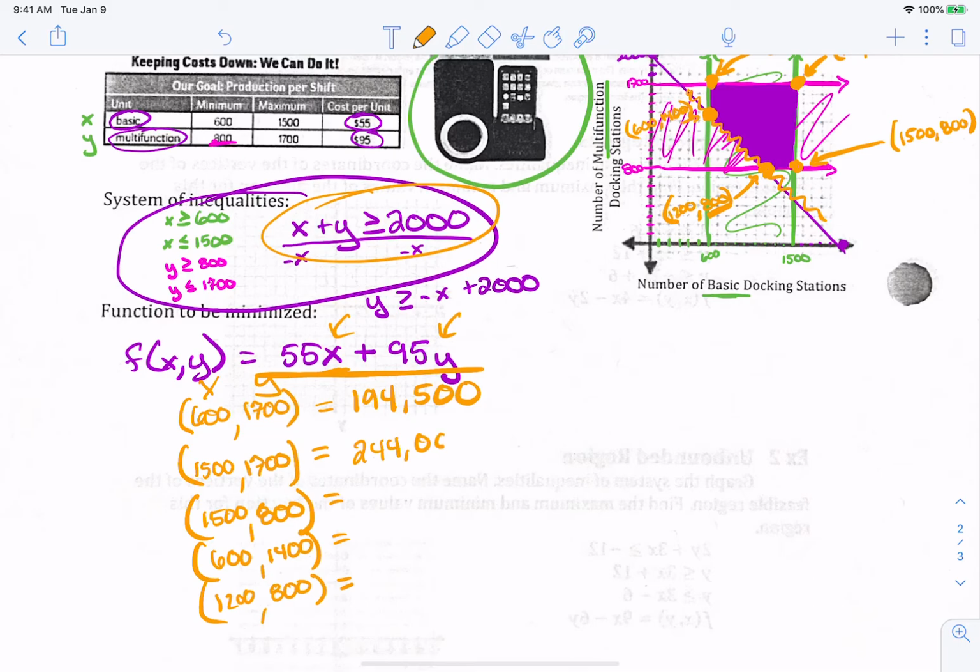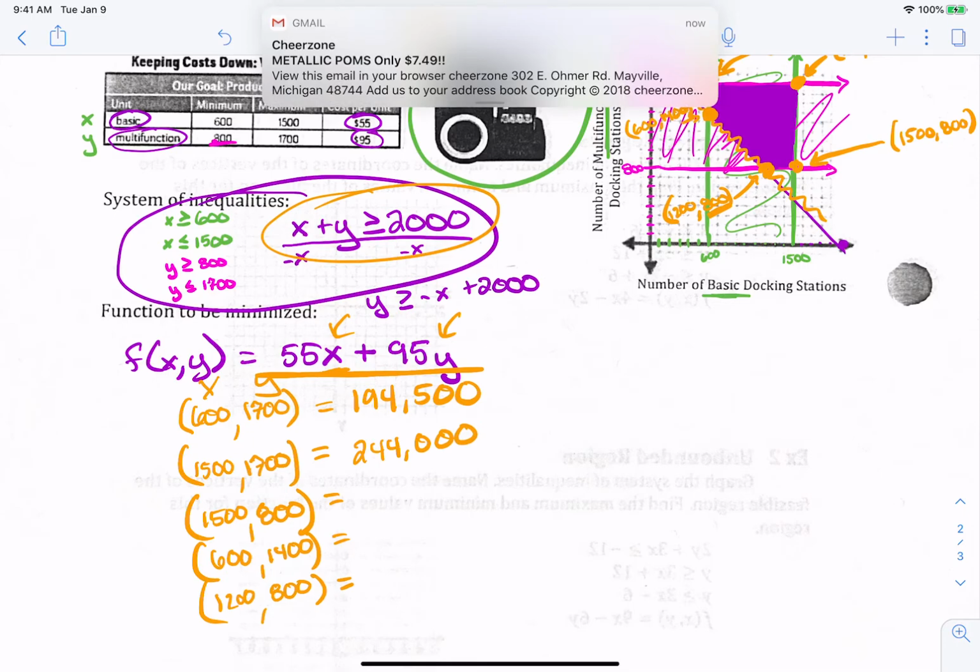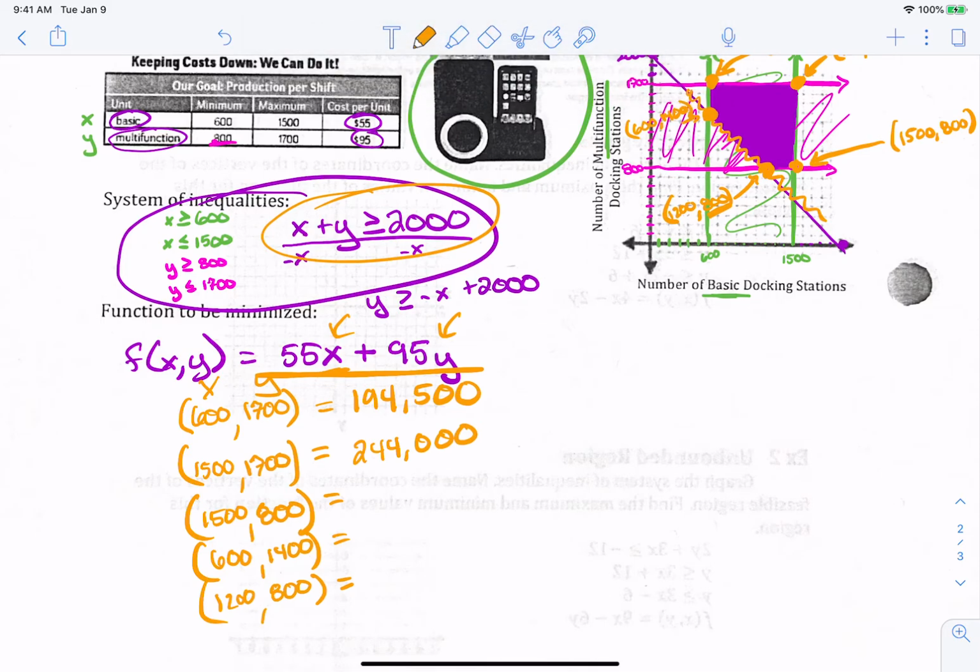Check me. Who had number 2? Alec? Yes. Is that right? 244,000. Did you really get that? That's why I said it. You have it written down. Caden? Maybe.